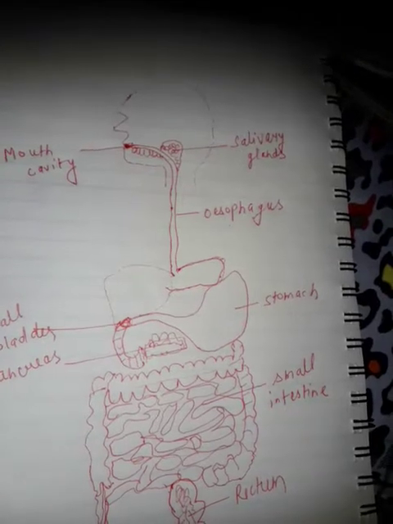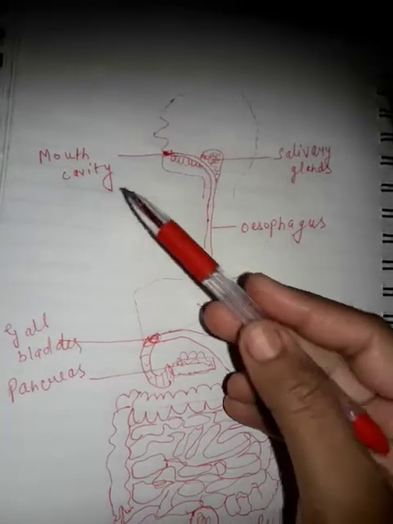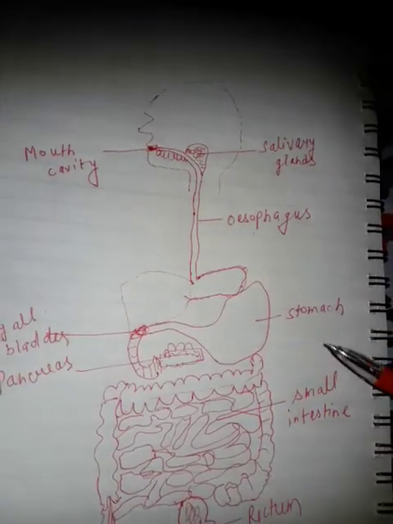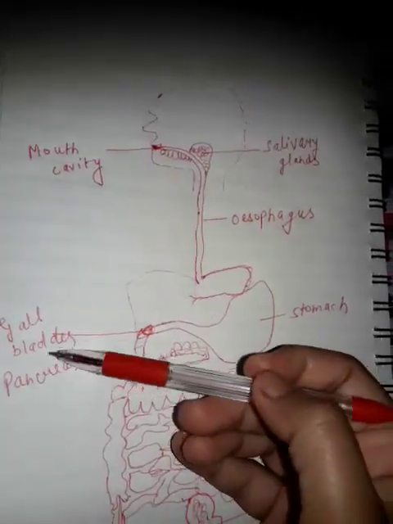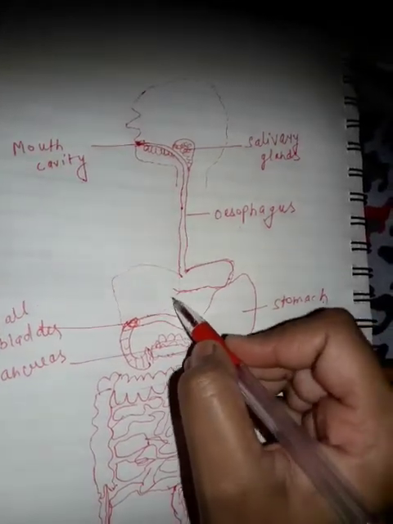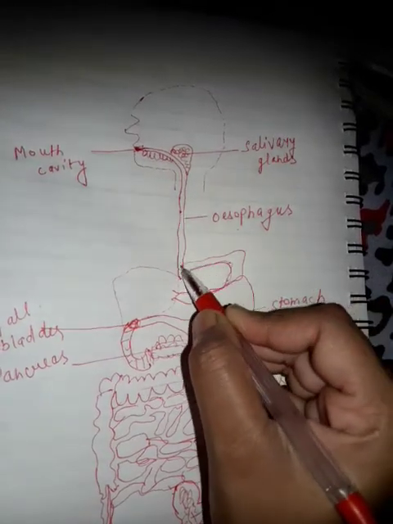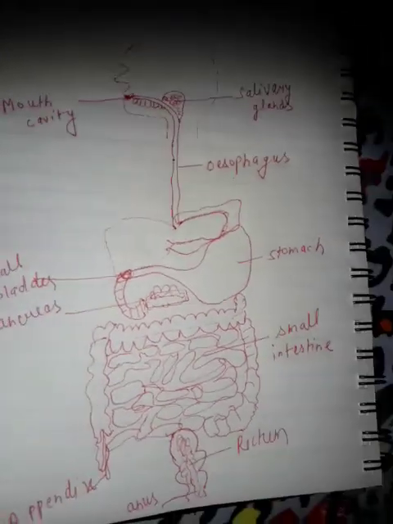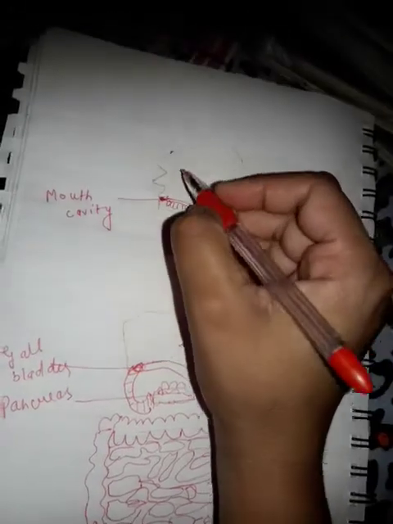You have to draw this in your copy, a labeled diagram of the human digestive system. This is the mouth cavity, salivary glands, esophagus, stomach, small intestine, rectum, and this is the anus part, and gallbladder, pancreas, stomach. So this is the diagram of the human digestive system. You will take revision of this diagram.